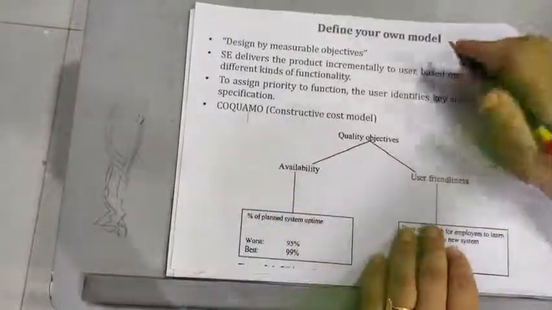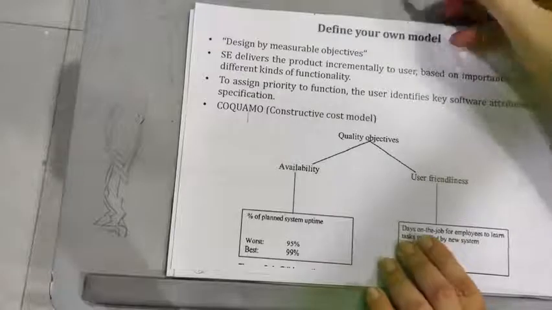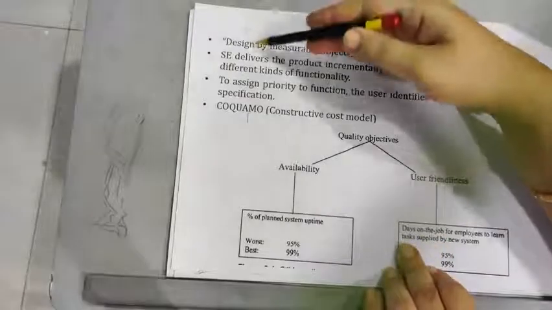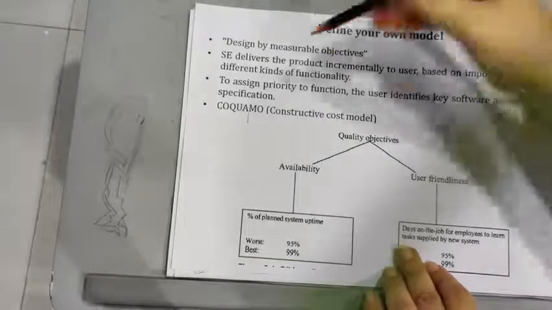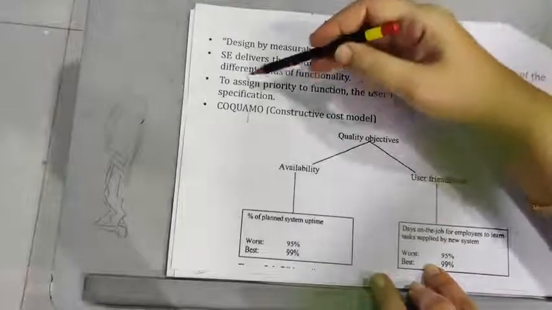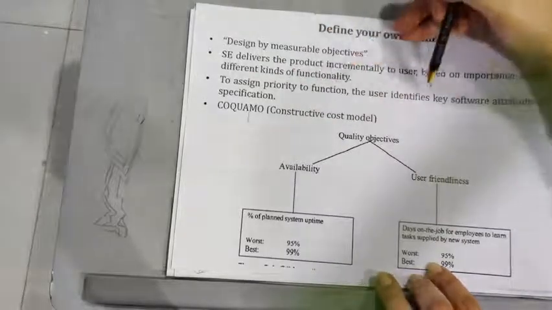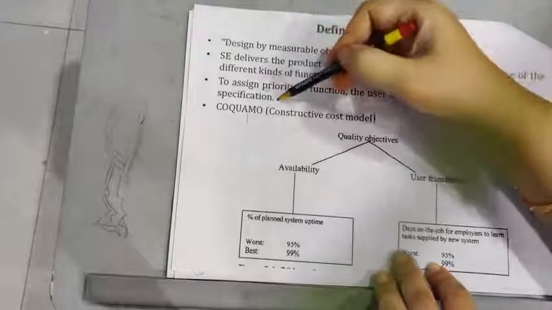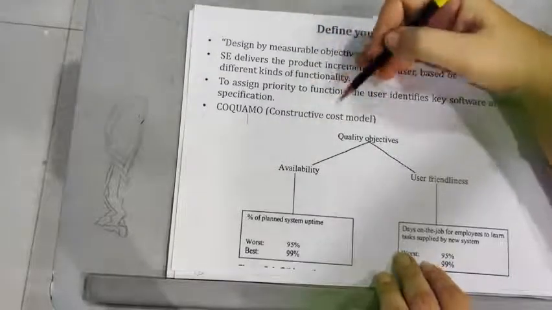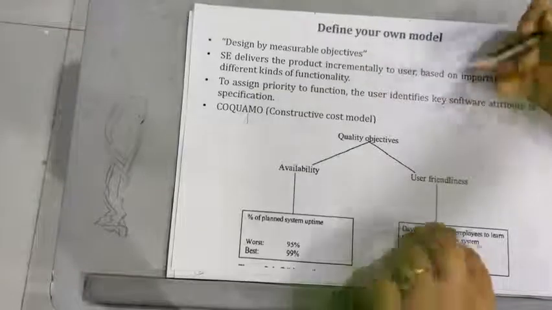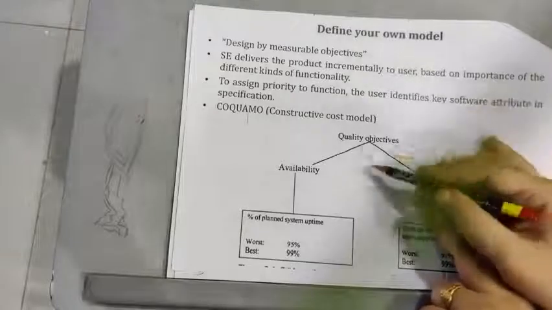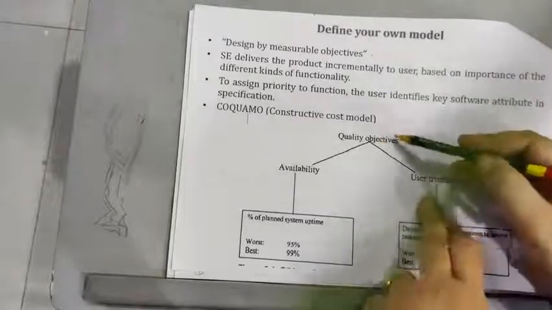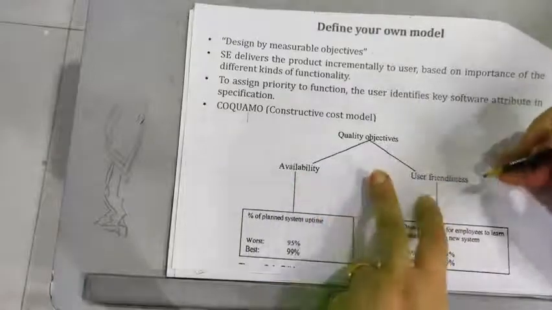So you can also define your own model for identifying the quality of software products. It is called design by measurable objectives. The software engineer delivers the product incrementally to the user based on the importance of the different kinds of functionality. So you assign priority to functions, and the user defines key software attributes in the specification. According to the priority you assign to the functions in software development, the software engineer can also define their own model for measuring the quality factors of the software product. So quality objectives are based on availability and user friendliness.